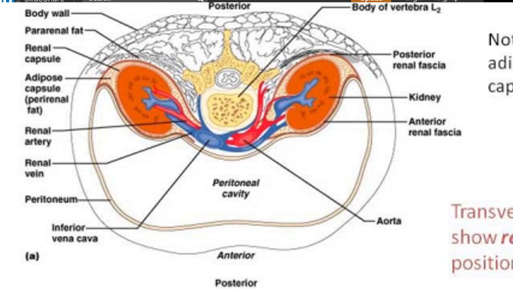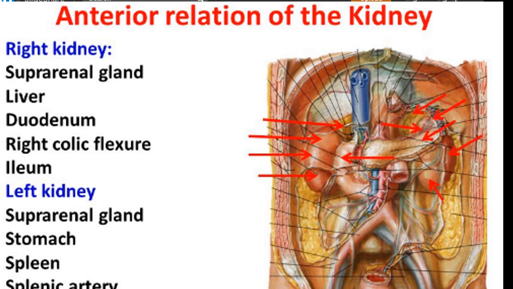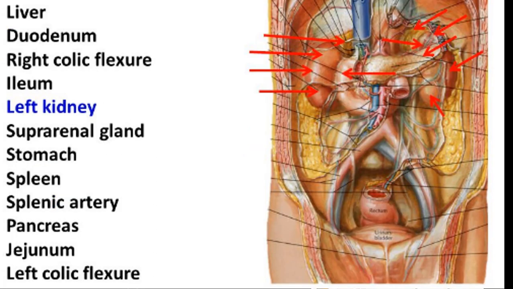The relations of the kidney anteriorly: for the right one, the duodenum, the liver, the suprarenal gland, the right colic flexure, inferiorly coils of small intestine, and medially the renal vein. For the left one, inferiorly coils of small intestine and the left colic flexure, the pancreas, in the anterior portion the stomach, a little higher the spleen, and upper medially the suprarenal gland.